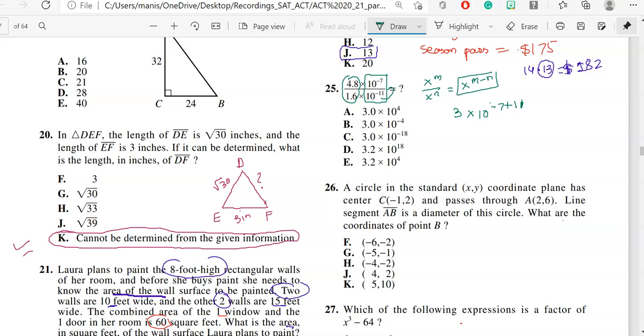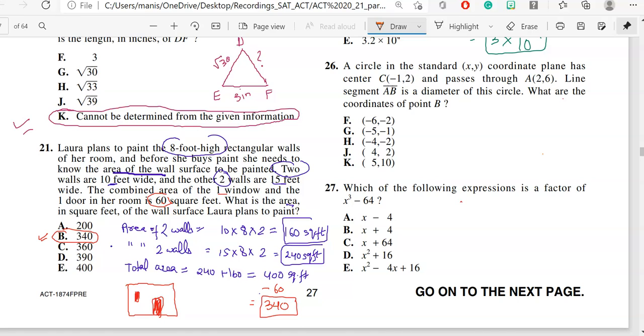So in this case, let me rewrite everything. This will be 10 to the power negative 7. There is a minus sign over here, and this is your negative 11. So what is happening is this changes to a plus sign. So this will be 3 times 10 to the power negative 7 plus 11, and it will give you 3 times 10 to the power what? Positive 4. So which is the correct answer choice? Option A is the correct answer choice for this question.